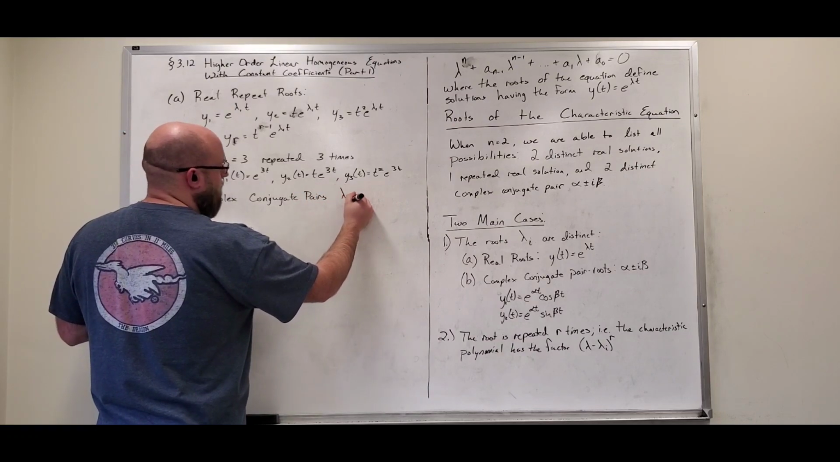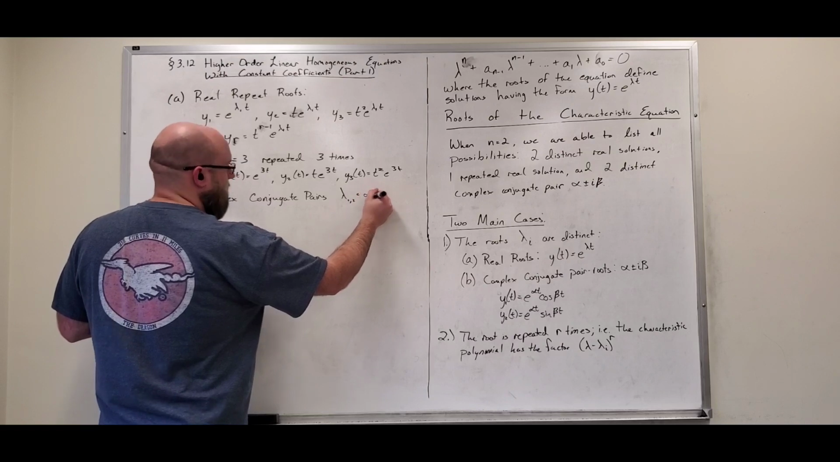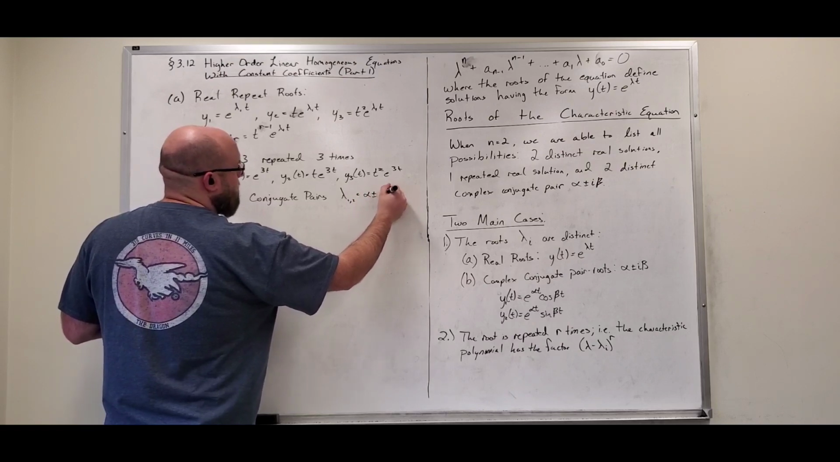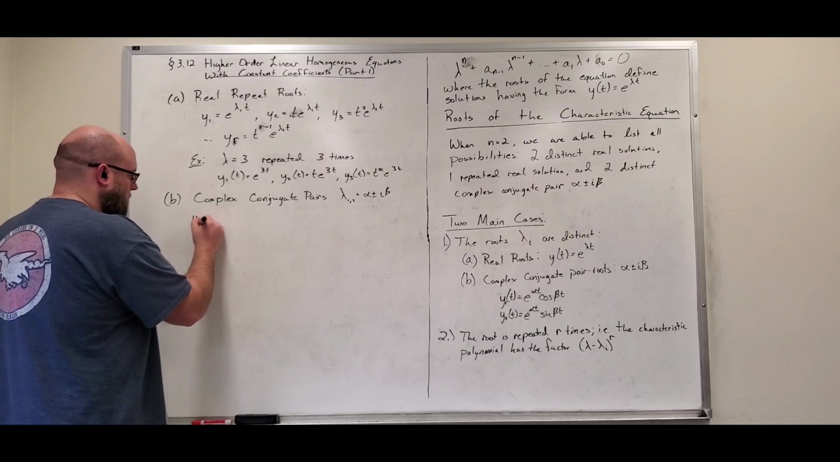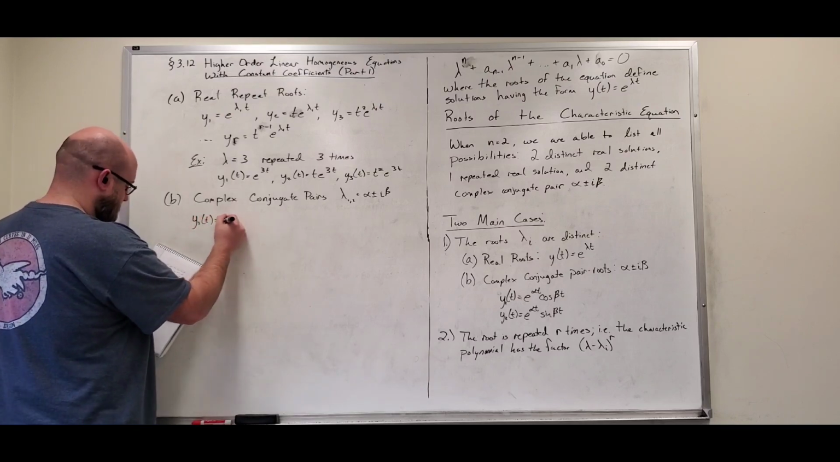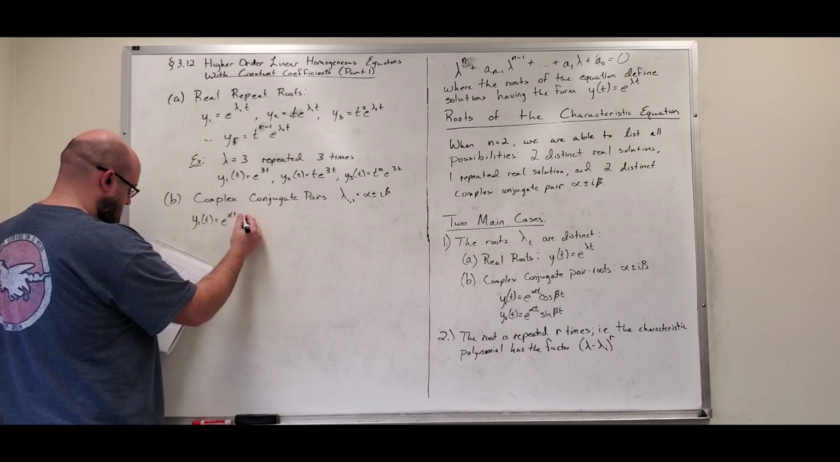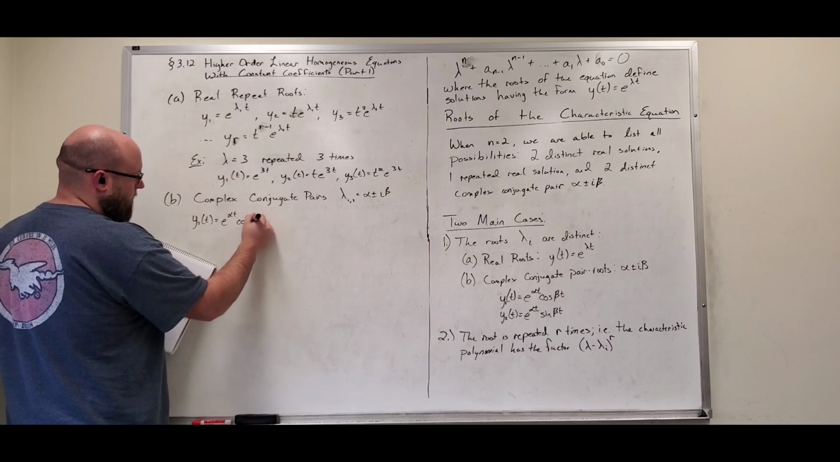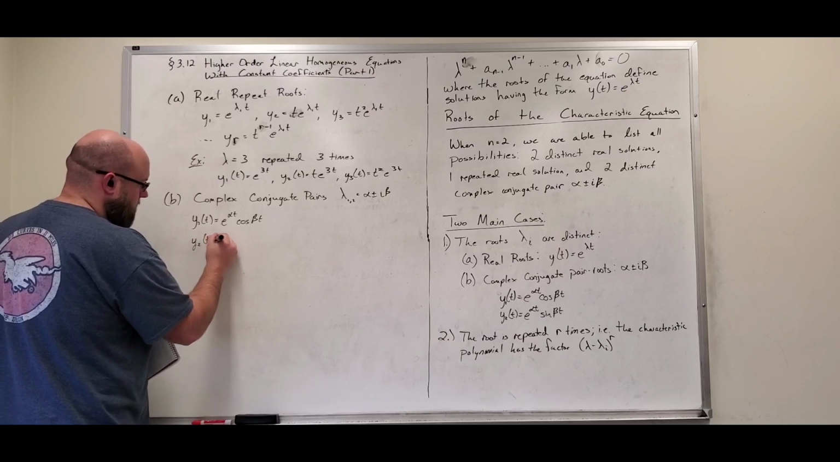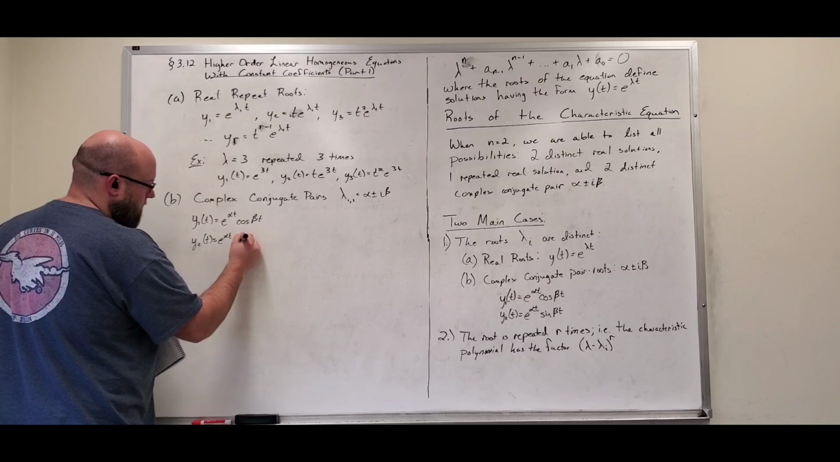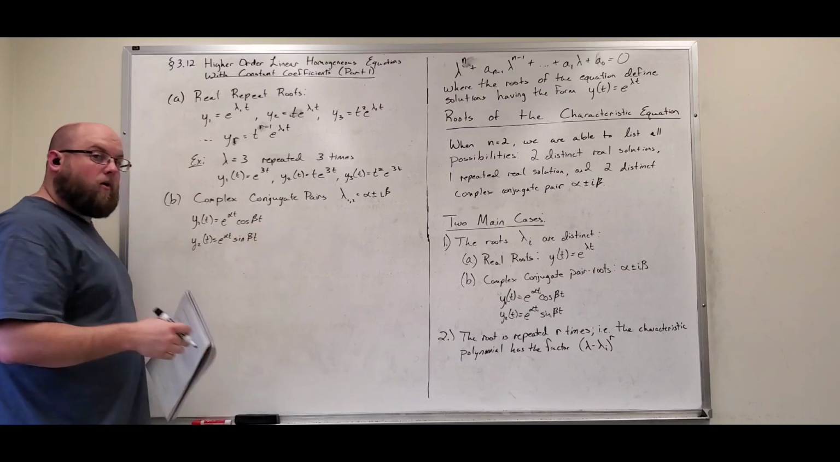Again, here lambda 1 and 2 is equal to alpha plus or minus i beta. Well, they would be of the form y1 of t is equal to e to the alpha t cosine of beta t, and y2 of t is equal to e to the alpha t sine of beta t. And now we're dealing with the repeated.